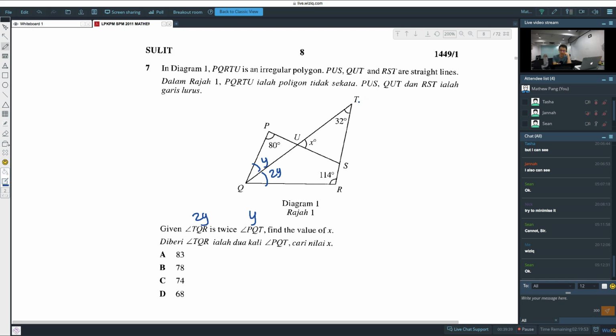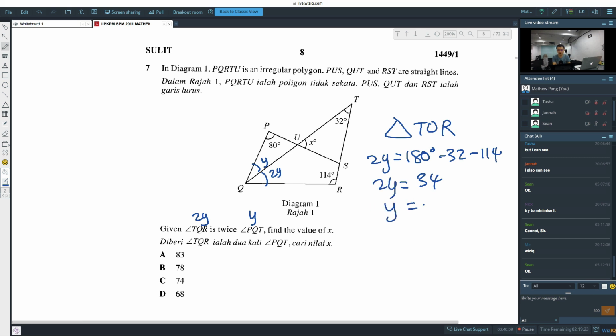First we see the triangle here. Do you see a triangle? The triangle TQR. So we can get 2Y easily. If I want to get the 2Y, I just use 180 minus 32 minus 114. So it's 34. So we know 2Y equals 34, Y equals 17. Okay, so that means the Y here is 17.